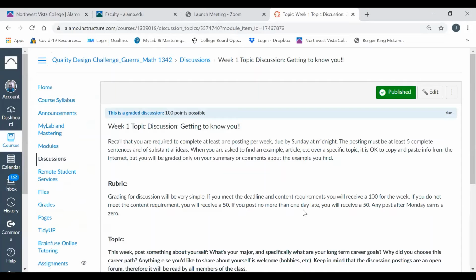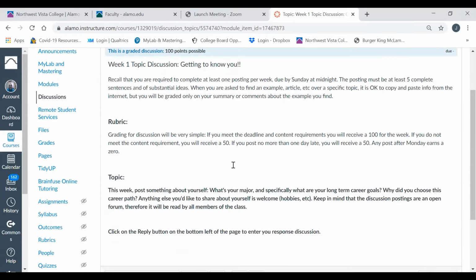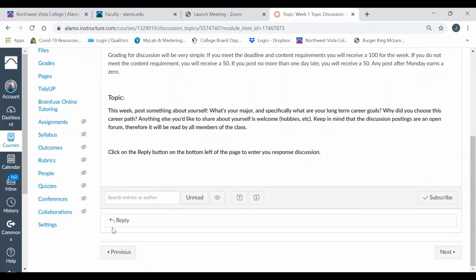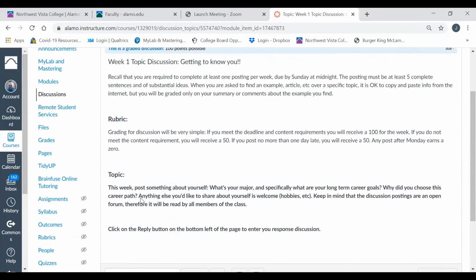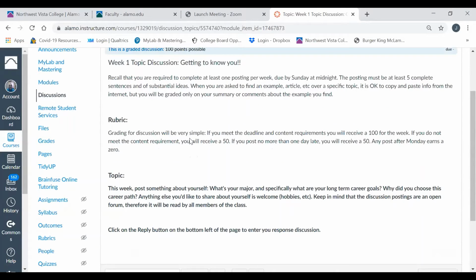I also have a page where they have a discussion. Here's where the students get to interact with one another. I prompt them to answer a question, and students get feedback from each other. They can comment whether they like the idea or add extra ideas. That's how students get to interact in this course. And of course, when they reply, they read the topic. It has a rubric so that they will know what they need to do in order to answer the topic question, and the points.